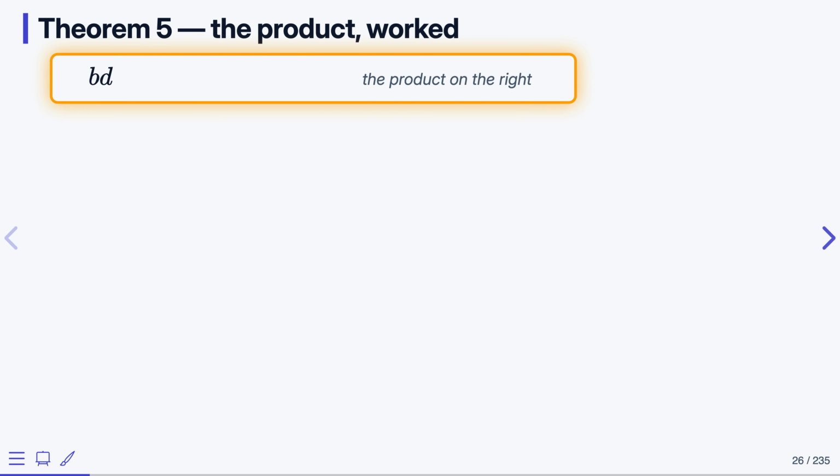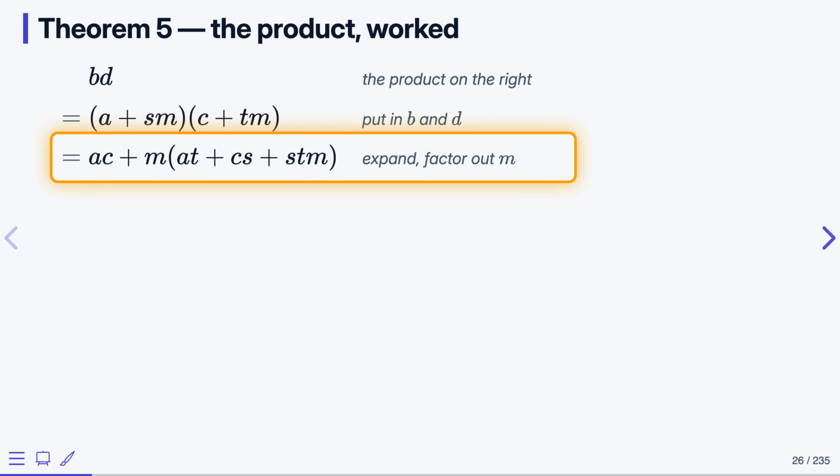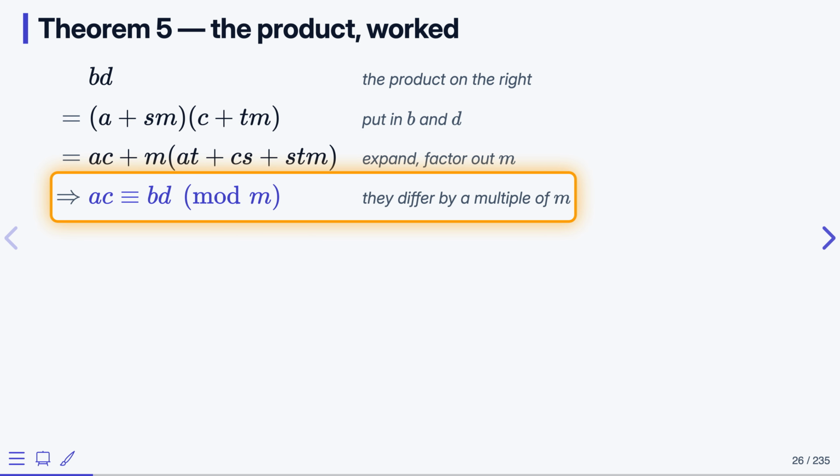Now the product with the same setup. Line 0. Look at b times d. Step 1. Put in what b and d are. So we have in brackets a plus sm, times in brackets c plus tm. Step 2. Multiply it out. One term is a times c, every other term has an m in it, so pull the m out. We get ac plus m times at plus cs plus stm. Step 3. So bd and ac differ by a multiple of m, that means ac is congruent to bd mod m.